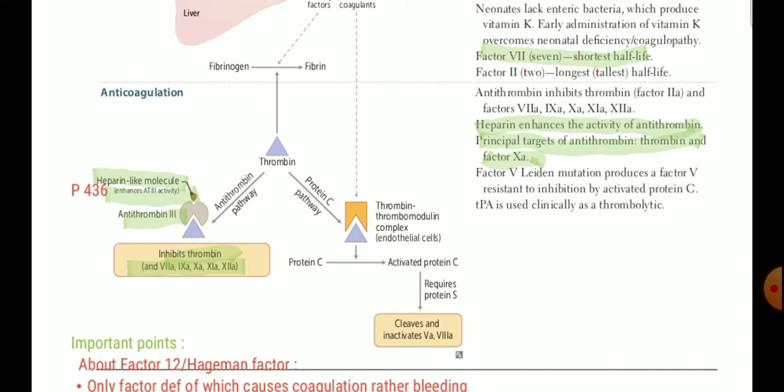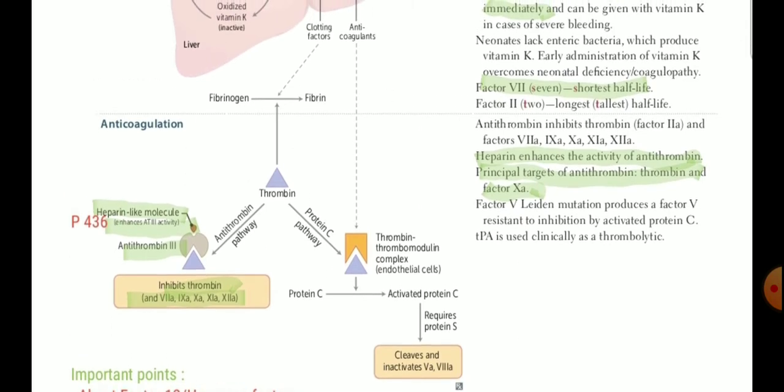So heparin mechanism is asked. It enhances the activity of antithrombin 3. It indirectly inhibits factor 10 and factor 12, but it enhances the activity of antithrombin 3. That is the first mechanism if asked in an MCQ: heparin enhances the activity of antithrombin 3. The principal targets of antithrombin are thrombin and factor 10, and also factor 12, which is of the intrinsic pathway.